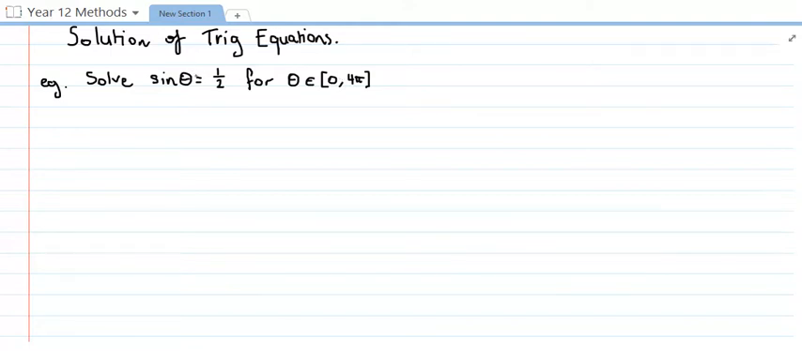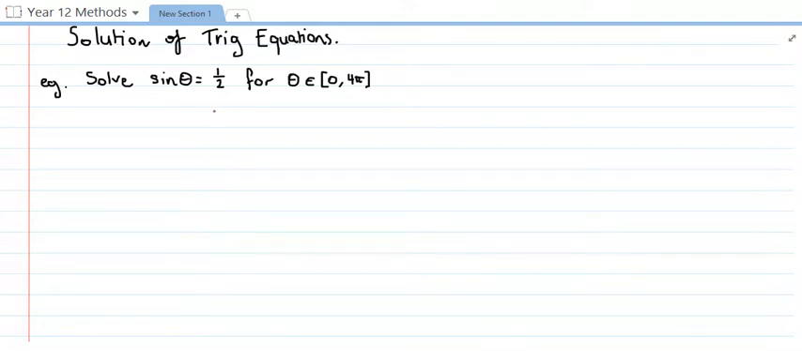To be able to do these questions, we need to have a good understanding of our exact values. So we should be able to know right away that for sine theta to equal half, the basic angle which is involved there is going to be pi on 6. So that indicates sine of pi on 6 is equal to half. And that's one we actually know, that solution already. So it was quite a nice one.